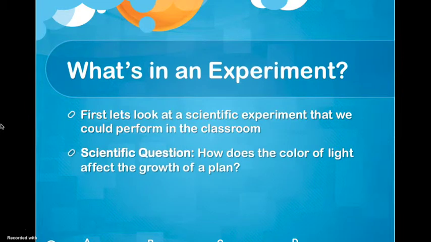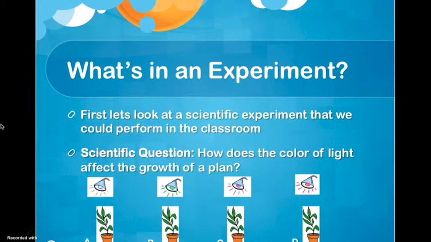So for example, let's just say we had this scientific question: How does the color of light affect the growth of a plant? That's a typo. It should say plant. So we would set something up like this, right? We'd take 4 different plants, we'd take 4 different colored lights, we'd put those plants under each of those 4 different colored lights, and we'd watch them grow, right? And then we'd measure them, and we'd look at our data afterwards, and we'd graph it, and we'd be able to tell which colored light allowed plants to grow faster, right?